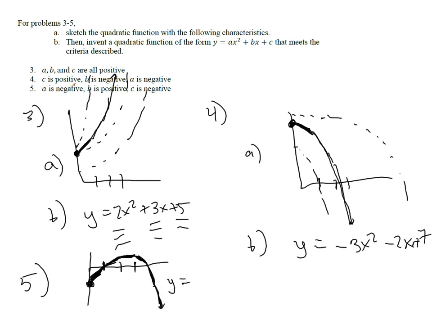Again, these selections of a, b, and c could have it start in a different place. Maybe your graph looks more like this, or more like that. These are all dependent on where you start and how big of a value of a, b, and c you choose. So let's just say mine is negative 3x squared plus 7x minus 10.